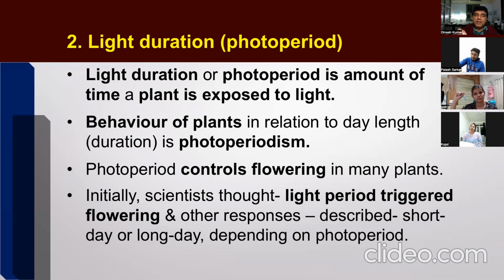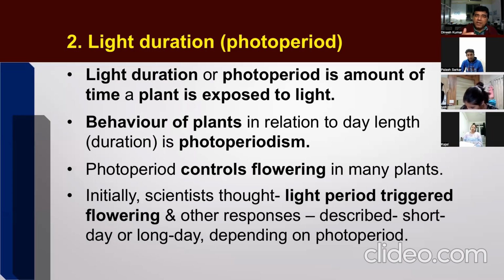And every plant needs some critical period of photoperiod or critical period of darkness. It is not 12-hour fixed. For some plants, it can be a 10-hour light period or 14 hours dark period. So it varies from plant to plant. There is no fixed value. Therefore, plant physiologists have said that it is a critical period of darkness and light at which flowering can happen in the plant.